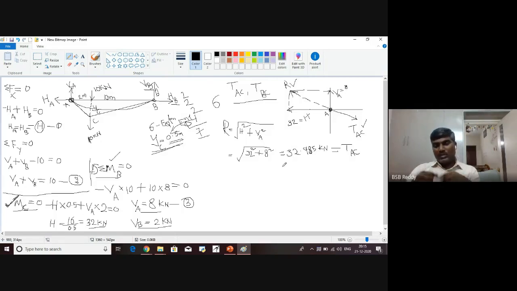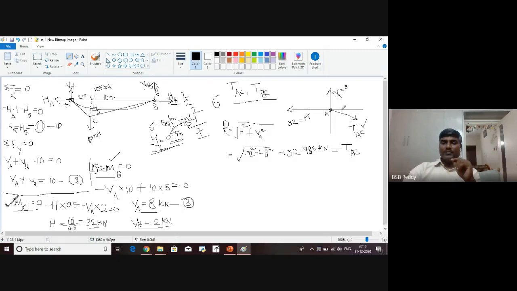So this is one way of finding the TAC value. Then what about the other way of finding the TAC value? Let us see that also. Let us remove this and see how you solve without this concept of the collinear force system.